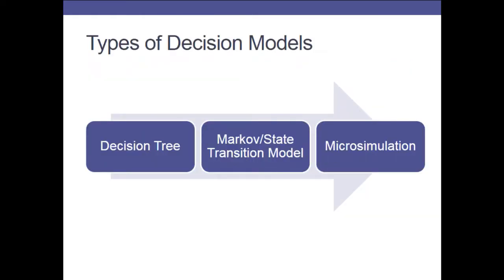But let's say you want to evaluate a scenario where you're repeating the test at multiple intervals, or in a population where your risk of disease is changing over time, which is usually the case with cancer screening programs. So for this, we need to add a time horizon, which is a feature of the next group of models, which are Markov or state transition models.